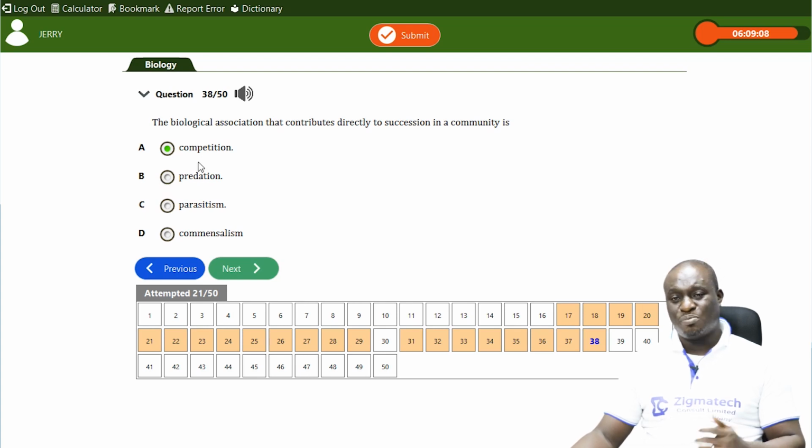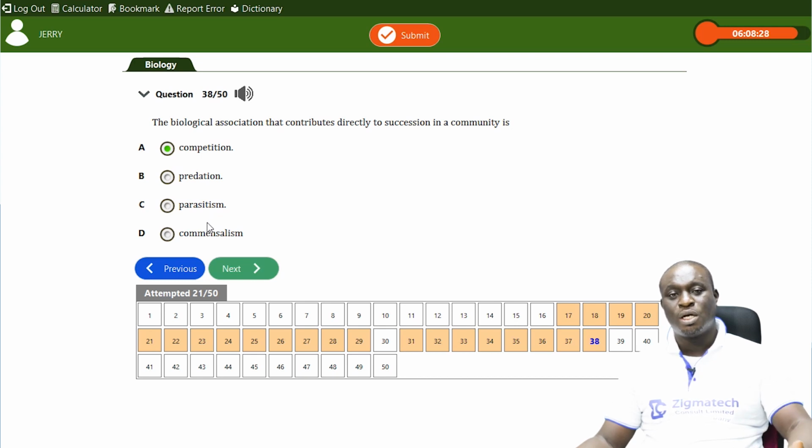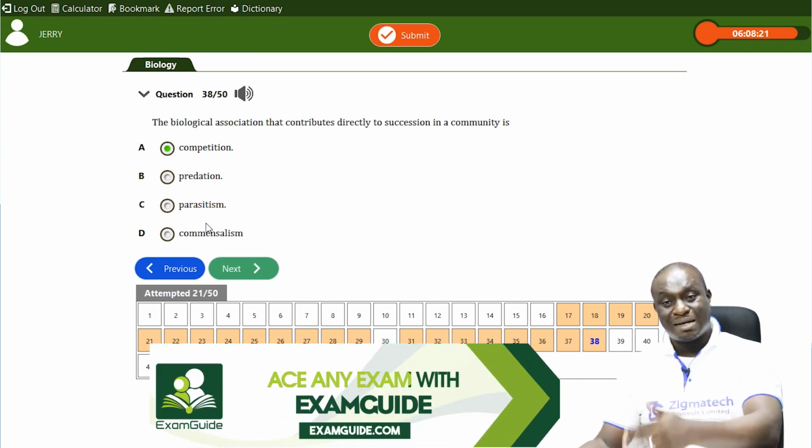Competition, like we all know, is living organisms struggling for all the necessities of life. Predation has nothing to do with succession because it is a type of biological association in which one organism kills another organism for food. Parasitism also has nothing to do with succession, in the sense that parasitism is an association between two organisms in which one benefits, and the other does not benefit but is harmed in the process. An example of parasitism is the relationship between tapeworm and man. The tapeworm benefits, but man does not benefit and is harmed in the process.